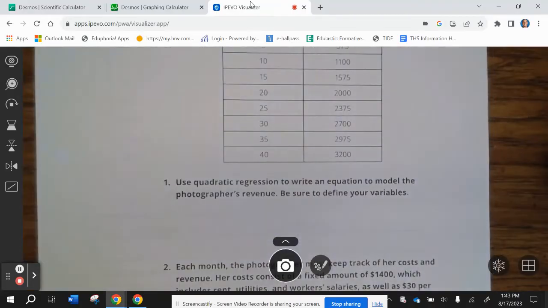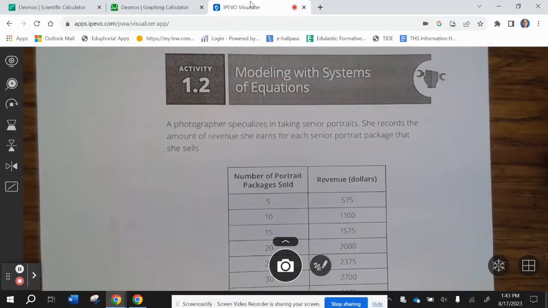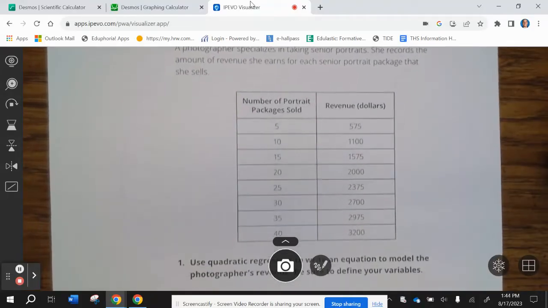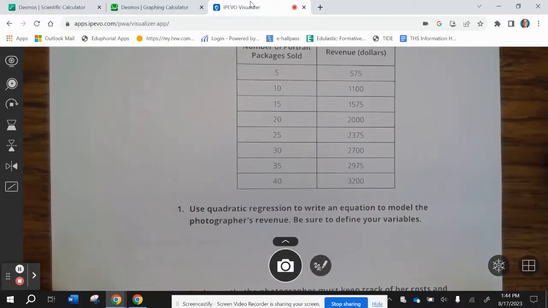All right, 1.2, modeling with systems of equations. A photographer specializes in taking senior portraits. She records the amount of revenue she earns for each senior portrait package that she sells. Now it says use quadratic regression to write an equation to model the photographer's revenue. Be sure to define your variables.